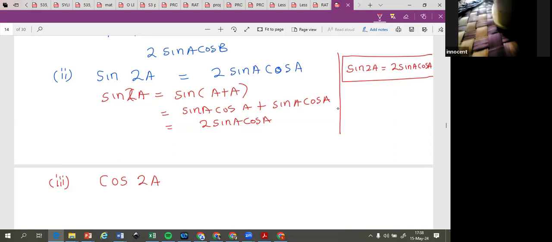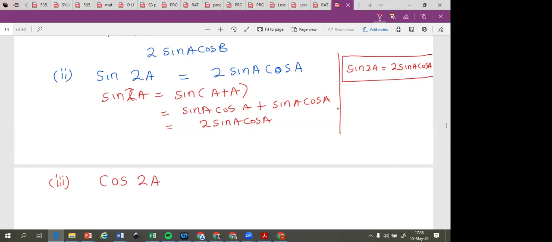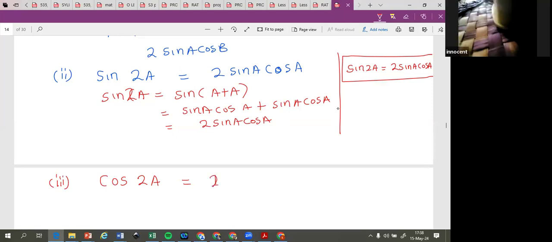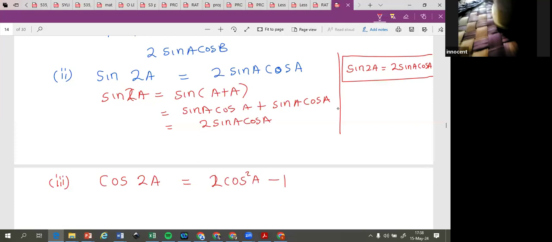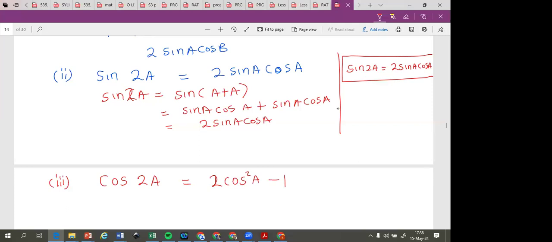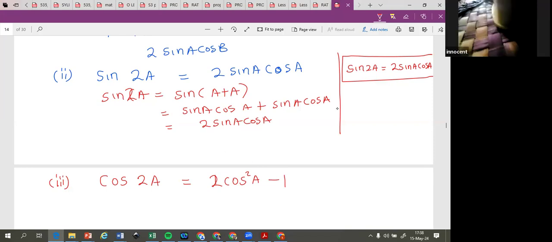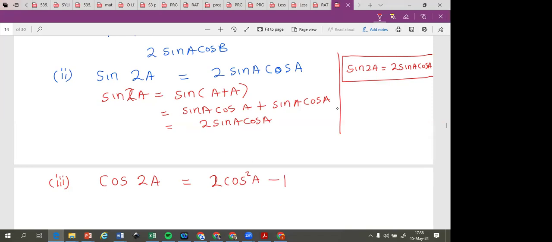In fact, let me challenge you with this one also. Show that cos 2a is 2 cos squared a minus 1. Oh my God. Now, this is the real trigonometry. And once you understand these ones, things are going to be very, very easy. Okay.